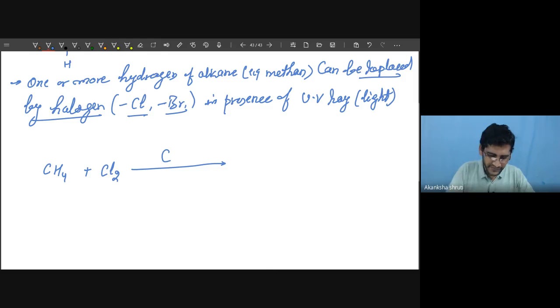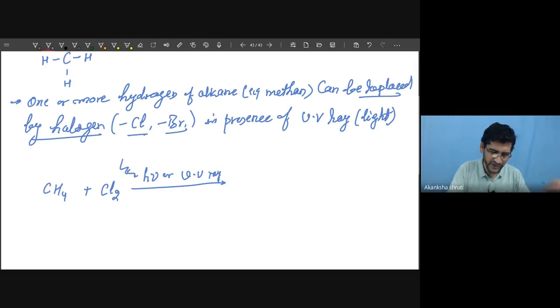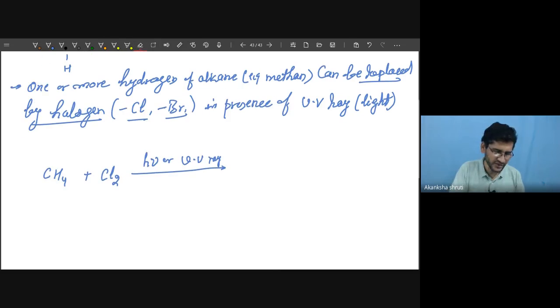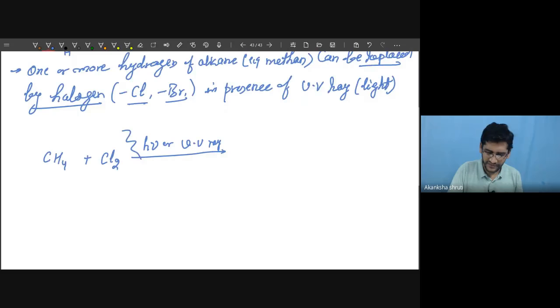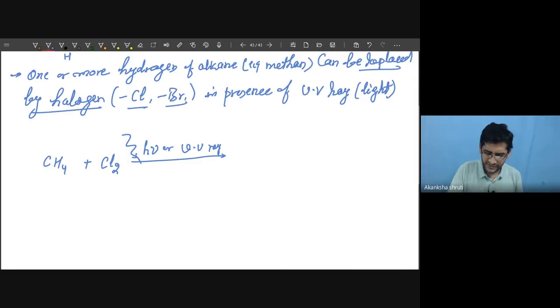The ultraviolet light may be represented by h nu or UV ray. What way you are writing? Many a time, just putting the arrow here, meaning the curved line here, it is also represented like this. It is light is coming here. Any kind of representation is okay.